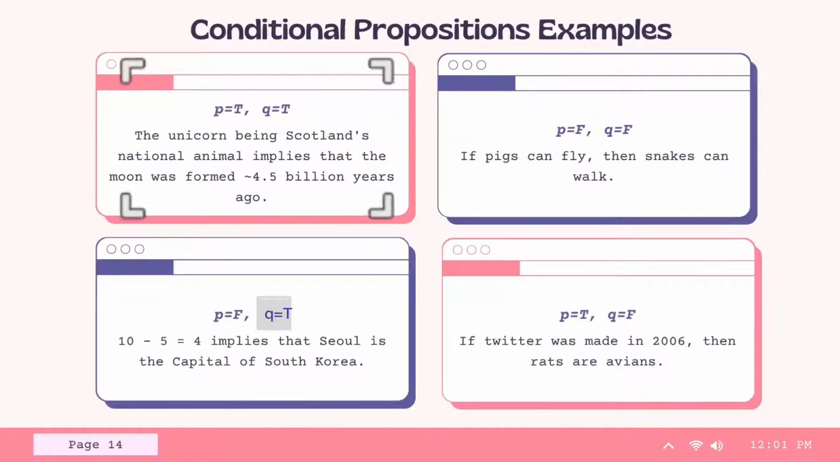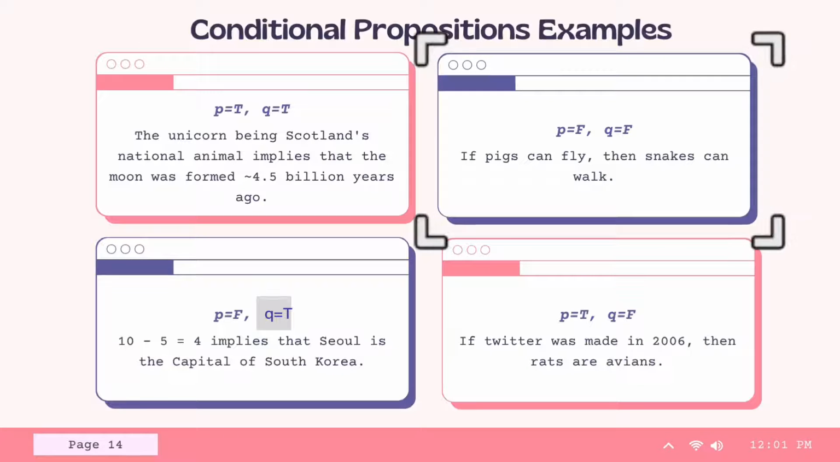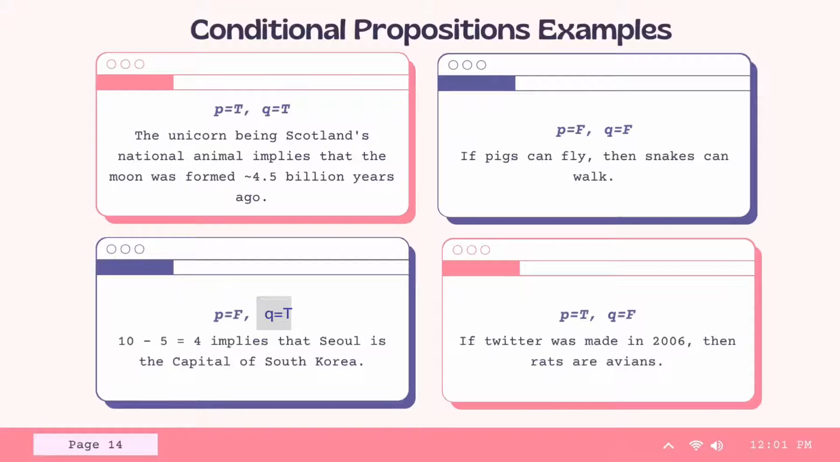The first example states that the unicorn being Scotland's national animal implies that the moon was formed 4.5 billion years ago. If we refer back to the table, we can see that the truth value for the proposition is true because P and Q are factual statements. The second and third examples have the same truth value as the first one too. The second example, if pigs can fly, then snakes can walk, which has P and Q be false, implies that the proposition is true. The third example, 10 minus 5 equals 4, implies that Seoul is the capital of South Korea.